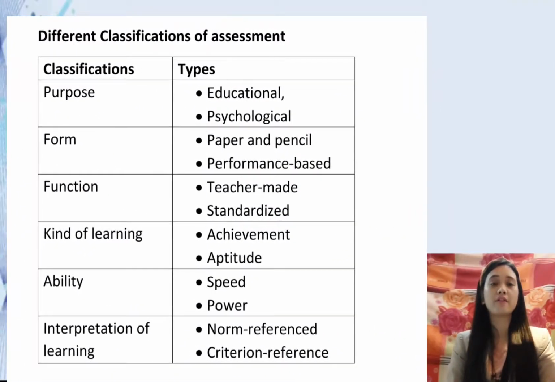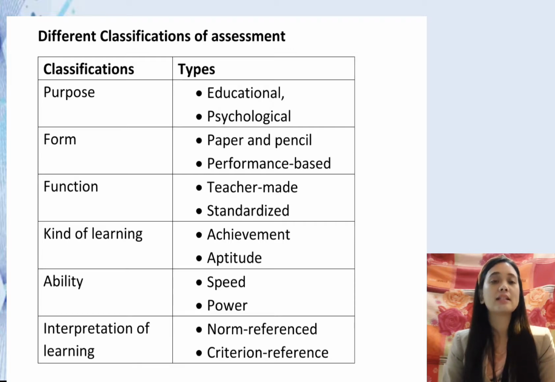So guys, these are the different classifications of assessment. Number 1 is purpose, and under the purpose we have two types, which are the educational and psychological tests. Number 2 classification of assessment is form, and under the form we have the paper and pencil and performance based. Number 3 classification is according to its function, and we have two types, which are the teacher-made and standardized. Another classification of assessment is kind of learning, which is the achievement and aptitude.